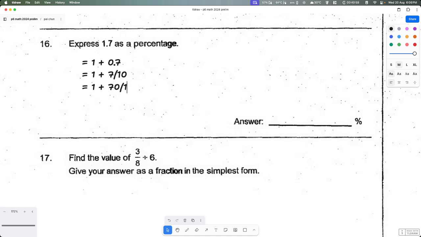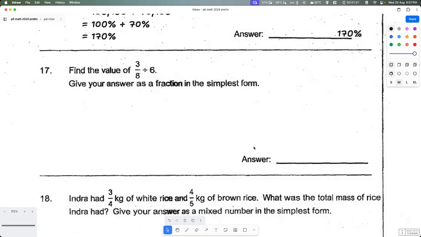70 out of 100. And what is 1? 1 is 100 over 100 plus 70 out of 100. Then we can convert this into percentages. So this will be 100% plus 70%, which is equal to 170%. There you go. So the answer to this is 170%. Let's move on to the next question.